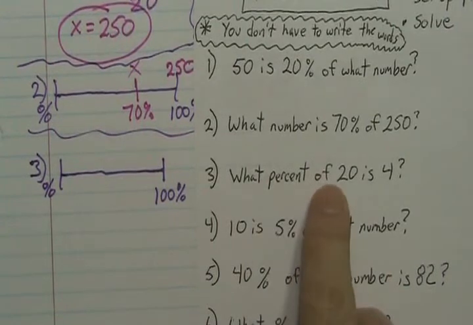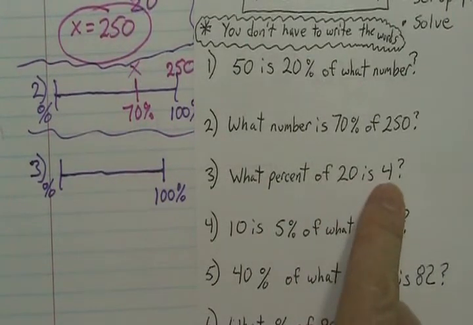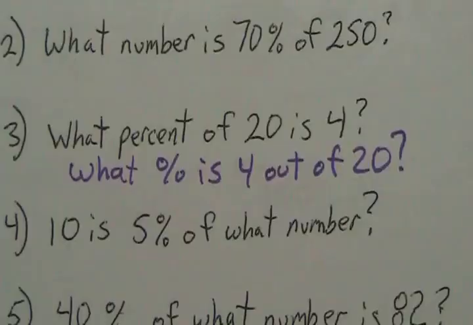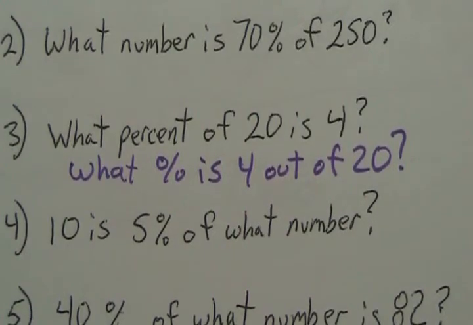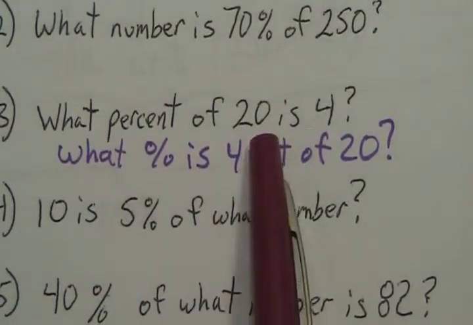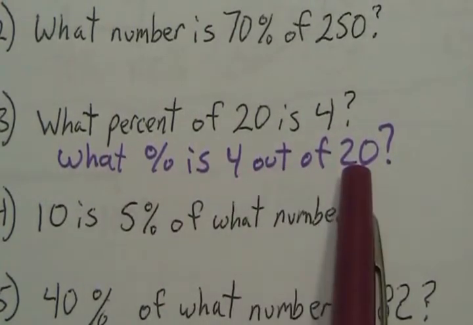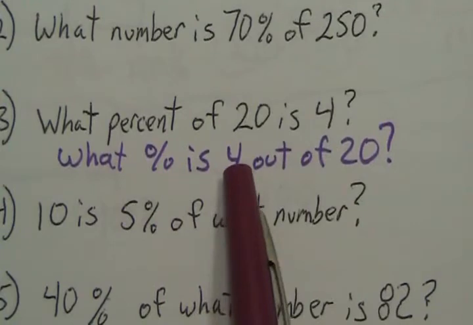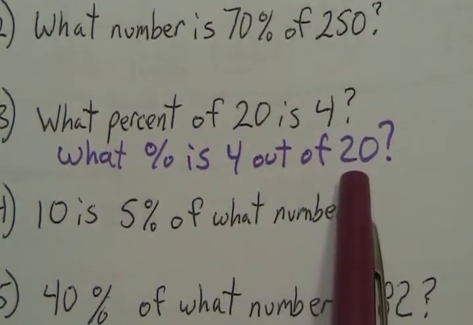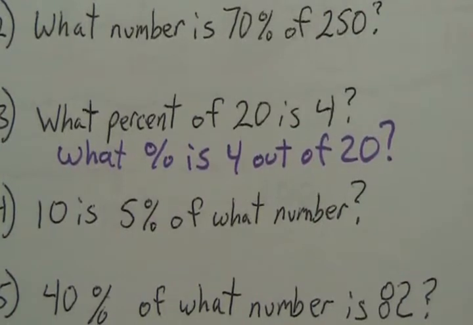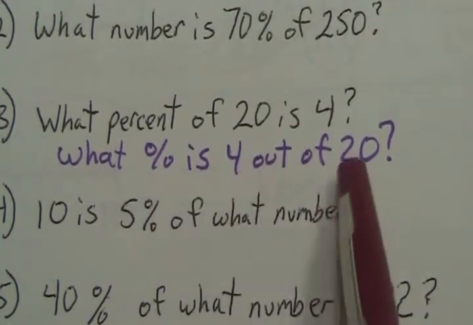What percent of 20 is 4? So that's, what percent is 4 out of 20? See, I could have rewritten that. Can you see, I just kind of rewrote it. It says, what percent of 20 is 4? You could say, what percent is 4 out of 20? You see the "is 4, of 20," is 4 out of 20. All right, we don't know the percent. 4 out of 20.